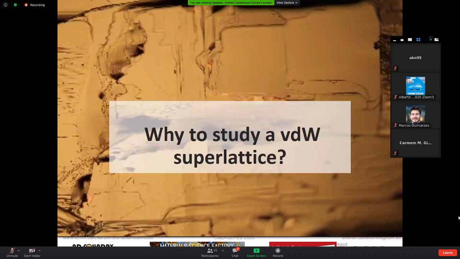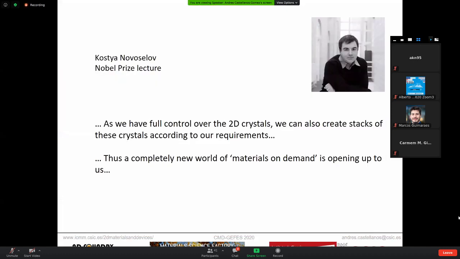Let's start by discussing why to study van der Waals superlattices, and I think the motivation goes back to the beginning of this field of research on two-dimensional materials. Already from the very beginning, Kostya Novoselov and Andre Geim saw the possibilities that open up when you start having control over the layers of these compound materials. If you can stack layers on top of each other with a certain degree of control, you can open up new possibilities. And this was already said in the Nobel Prize lecture in 2010.